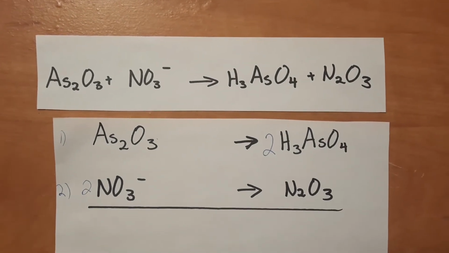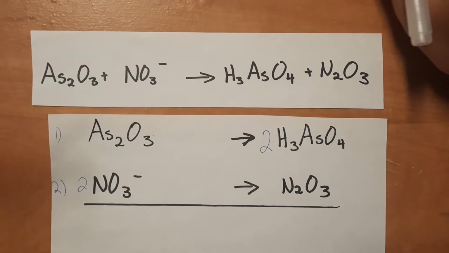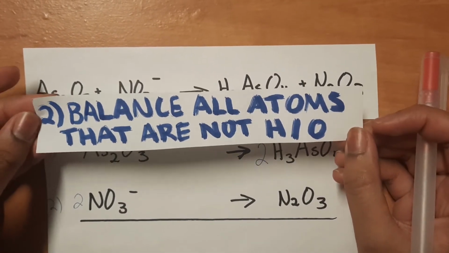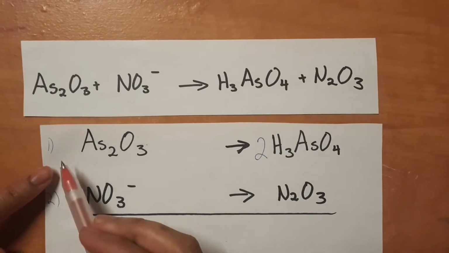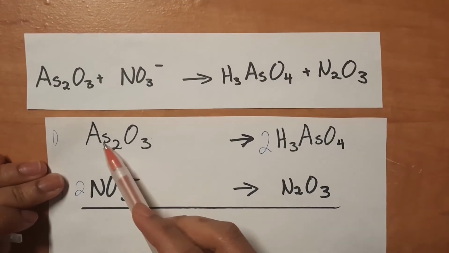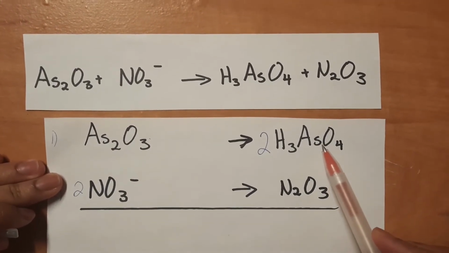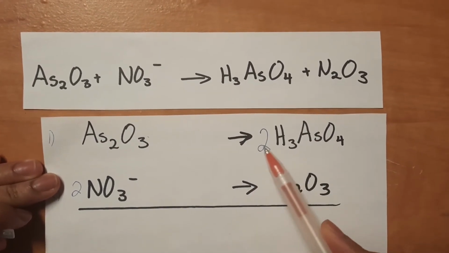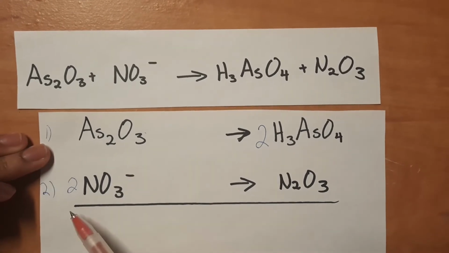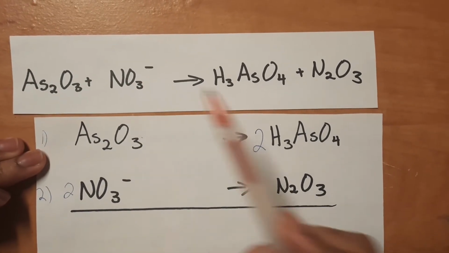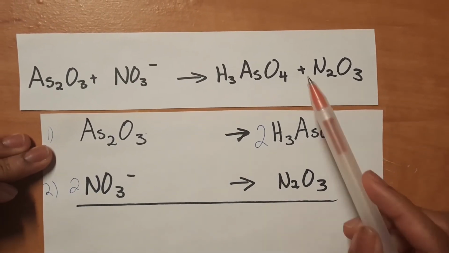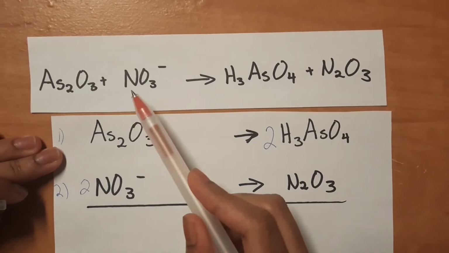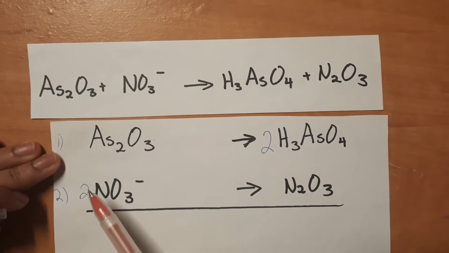And then the second step, which I already started to do, is to balance all atoms that are not hydrogen or oxygen. So in this first half reaction, we see that there's 2 arsenics, and here we only had 1, right, from the original. So I added a coefficient of 2 to balance that out. In the second half reaction, we had nitrate, which became dinitrogen trioxide. So since there's 2 here and 1 here, I added a coefficient of 2.